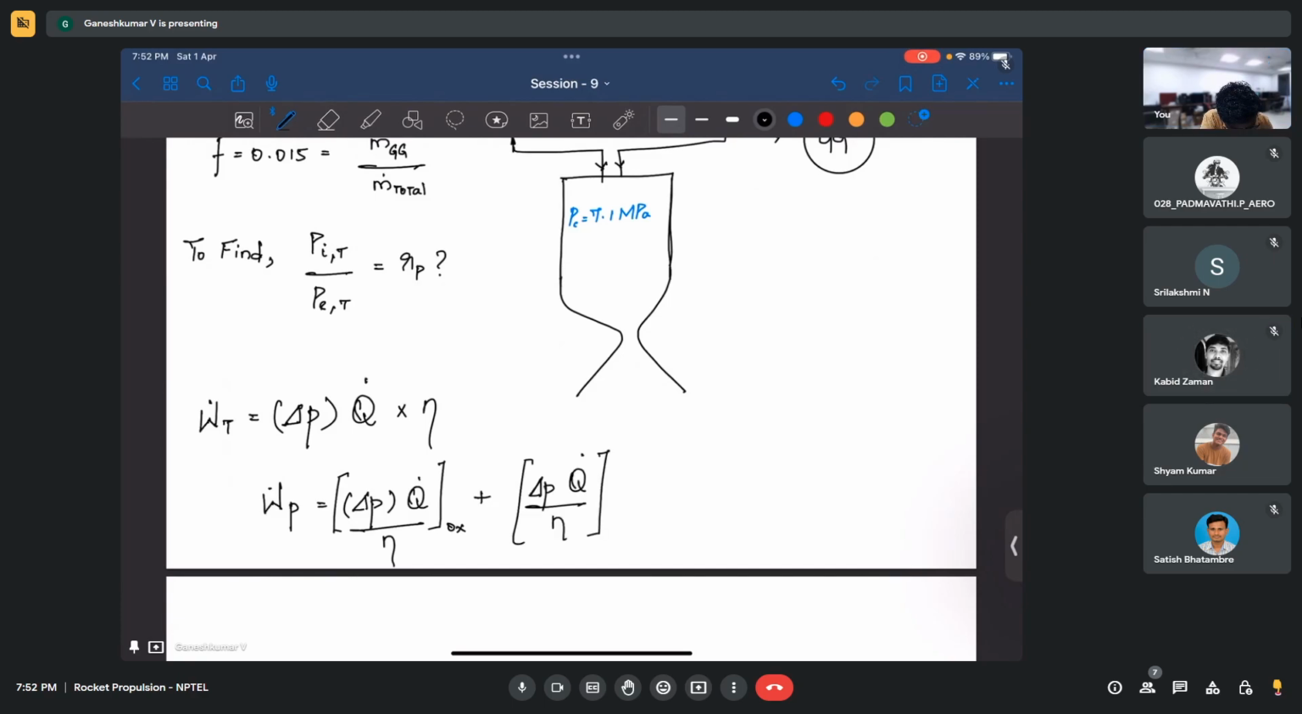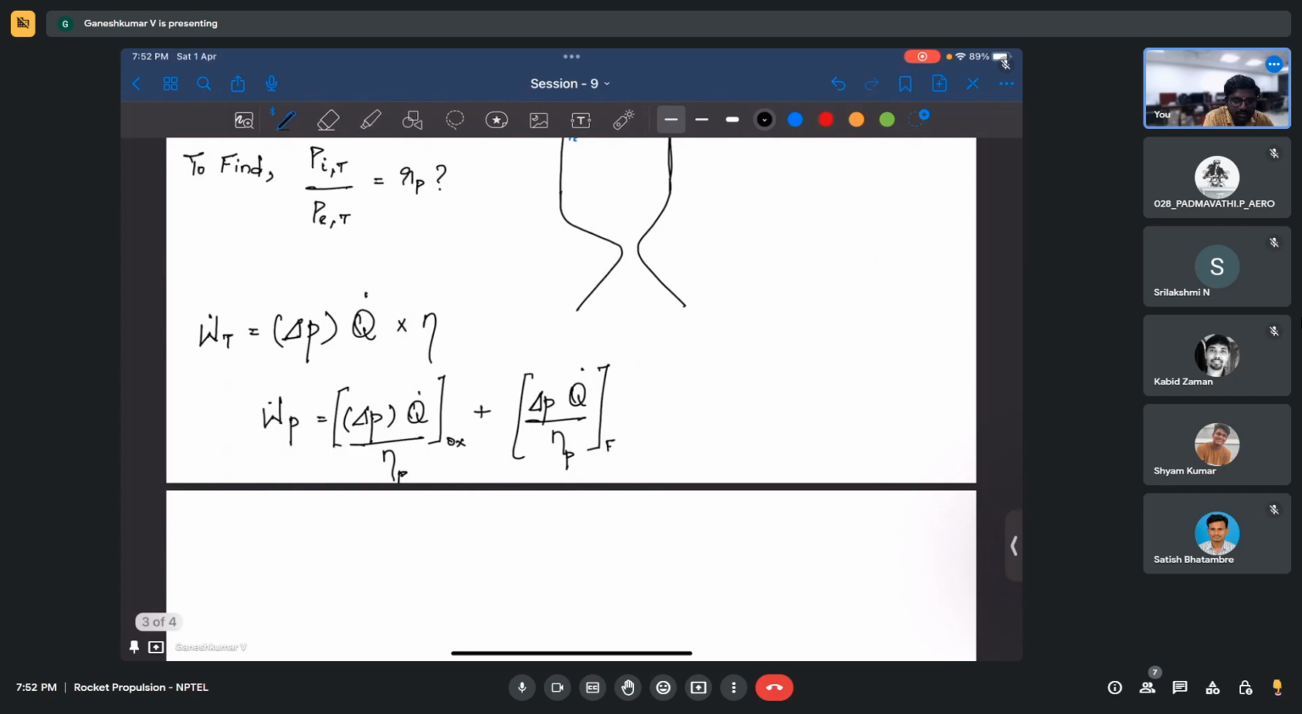Is it right? But here the pressure difference is going to be same, and efficiency also same. Efficiency of pump. So what happens is it becomes the total volume flow rate. You can write it like this. Now this is the amount of work that needs to be supplied by the turbine.